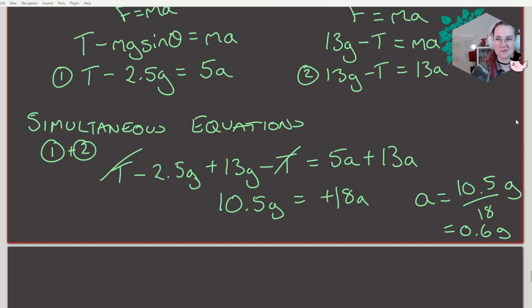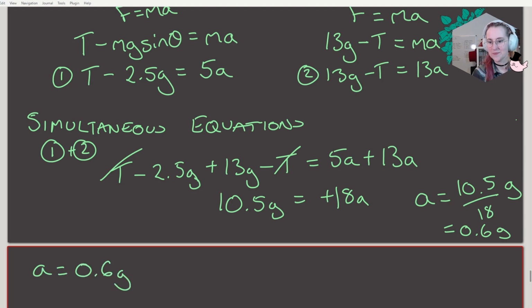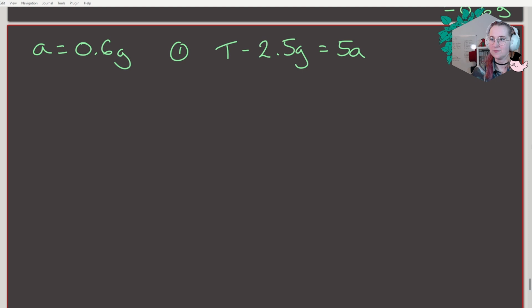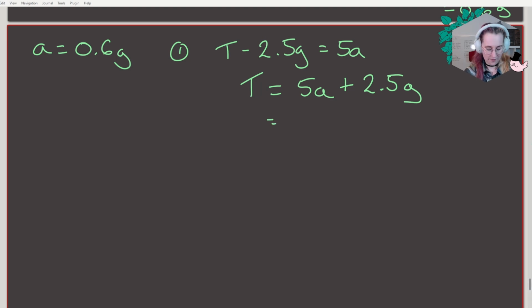So I'm going to do this, and I'm going to be really careful about it. We have a is 0.6g, and I'm going to do equation 1. So we get T minus 2.5g equals 5a. Rearranging this, you get T is 5a plus 2.5g. So 5a, 0.6 times 5 is 3. You get 3g plus 2.5g. You get the tension in the string.